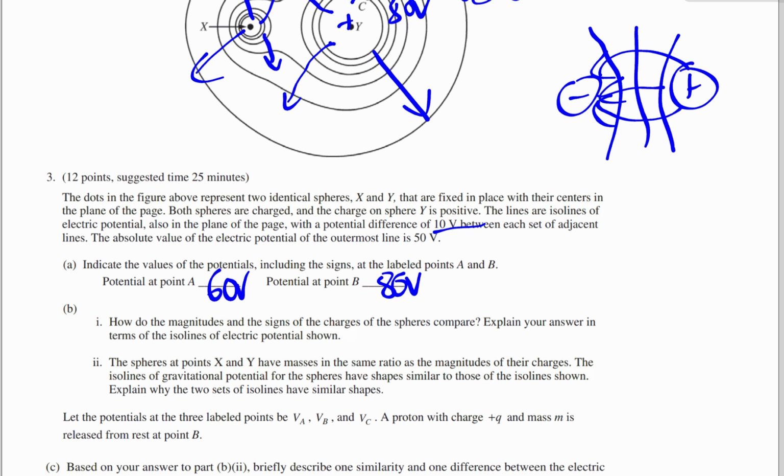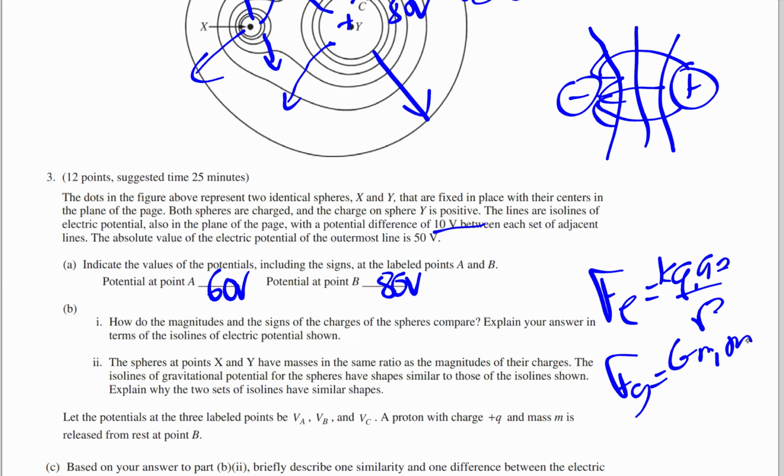Basically, what they're really looking for is to point out that Fe equals kQ1Q2 over r squared, and Fg equals GM1M2 over r squared. They both relate to distance squared. So if the masses have the same ratio as the charges, the amount that Y is overpowering X is the same, and the distances don't matter because it's r squared for both of them. So they want you to point out that it's a 1 over r squared relationship for both.